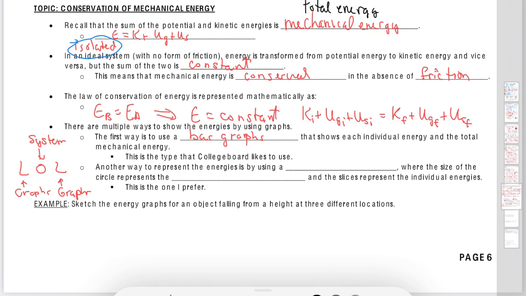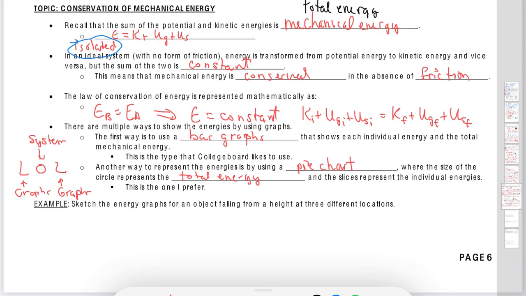Another way to represent energies is by using a pie chart, and this is what I personally like to use. The size of the pie chart will represent the total energy, so that'll represent that E value, and then the slices represent the individual energies. Here's a quick example.